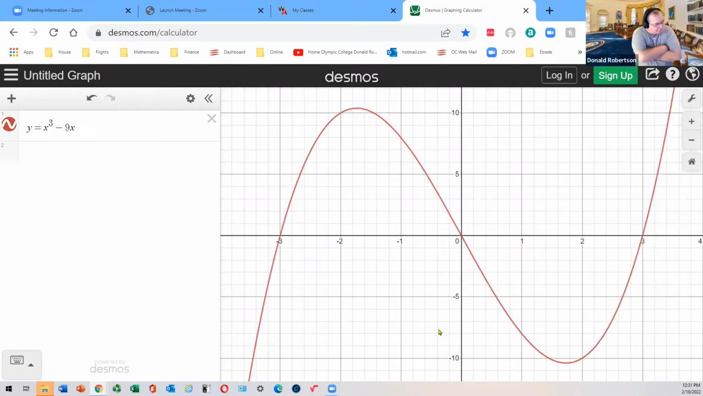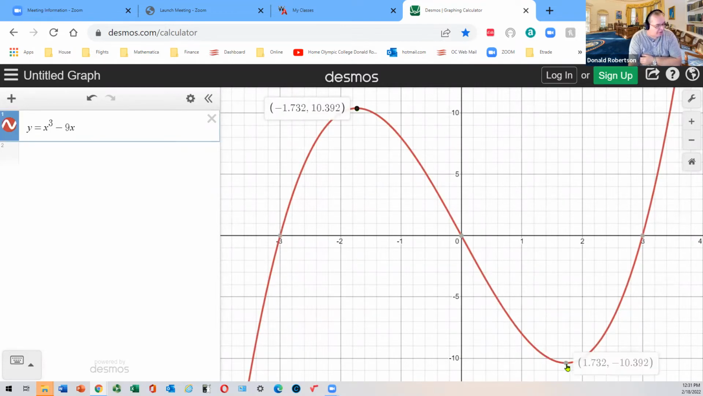Would you agree that's a pretty good picture of what the cubic looks like as far as we're interested? And would you agree it has a local max and min? At about that point there, and the other one is down here. Do you notice that Desmos doesn't give you the exact answer? Doesn't it just tell you negative 1.732? I bet you the square root of 3 is 1.732 and some stuff.